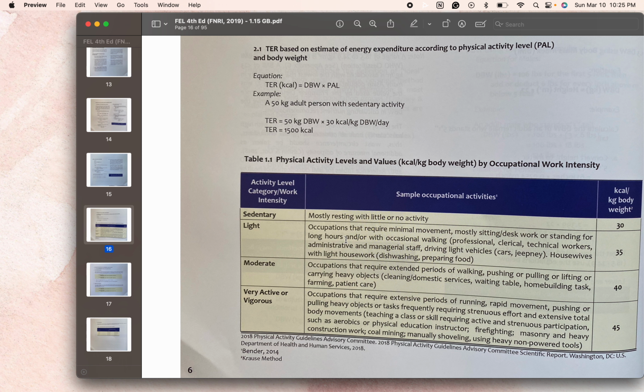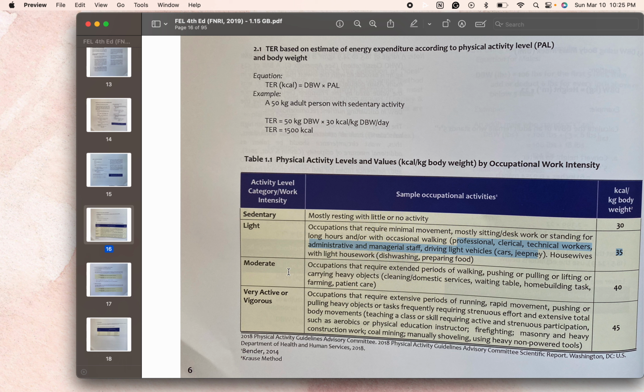Light, if you have minimal movement, mostly sitting, desk work, or standing for long hours, or with occasional walking. For example, professional, clerical, technical workers, administrative, and managerial staff. These are for people who have different occupations. For this type of work, they belong in the light activity level. Housewives with light housework are also under light physical activity.